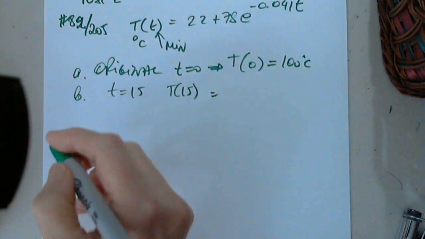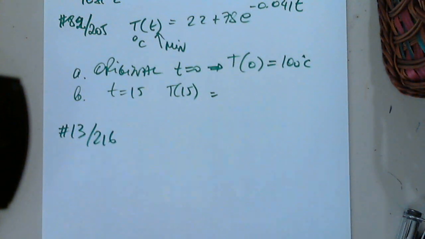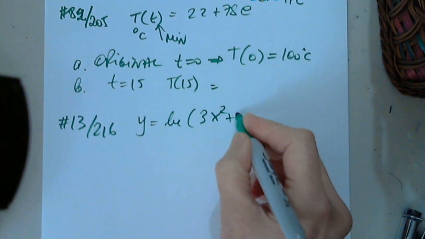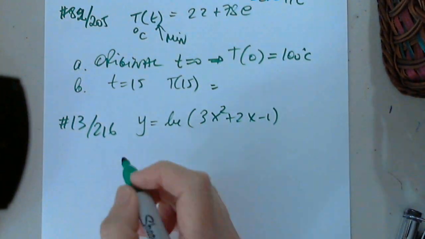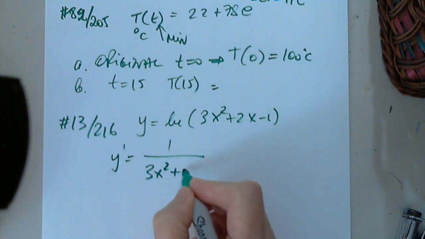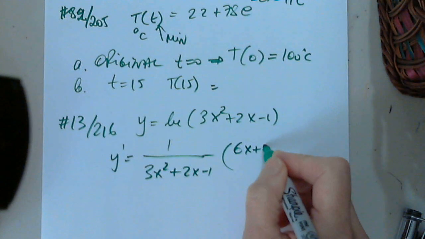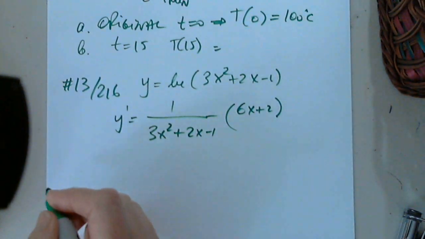Then the next one was 13 on 216. Let's see, what was that? We wanted to differentiate y equals natural log of 3x squared plus 2x minus 1. So remember the formulas, please. y prime is 1 over 3x squared plus 2x minus 1 times the inner function prime, which is 6x plus 2. That was 13. Now 7.